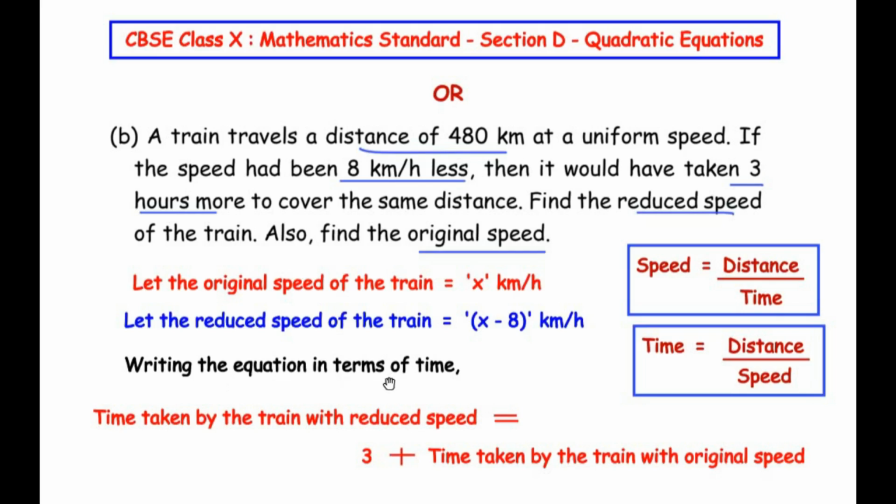So writing the equation in terms of time, the time taken by the train with reduced speed will be equal to 3 more than the time taken by the train with the original speed. So for example, if the time taken by the train maintaining original speed was 6 hours, then when it reduces the speed it becomes 3 plus 6, which is 9 hours. So here time taken by the train with reduced speed is equal to 3 more than time taken by the train with original speed. Now let us write this down in terms of distance and speed.